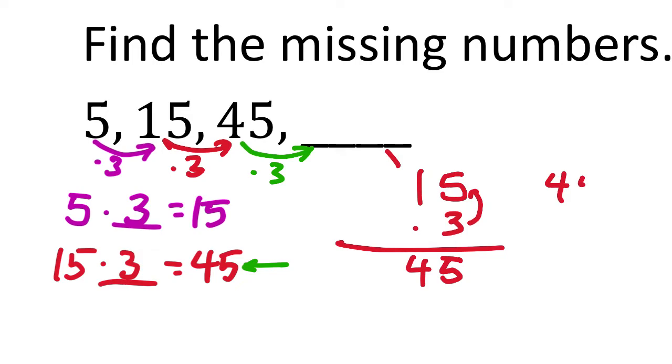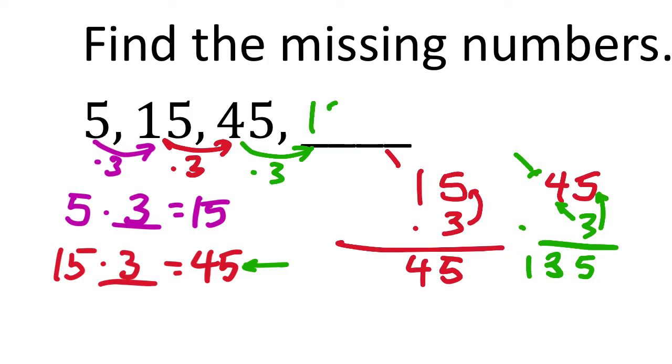It's the 45. I'll use the red one because that's the one we got. Multiply this by 3. Well, 3 times 5 is 15. Carry the 1. 3 times 4 is 12, but add the 1 that we carried over, going to make that 13. So our final product here is 135, and that would be the 4th term in this set of numbers.